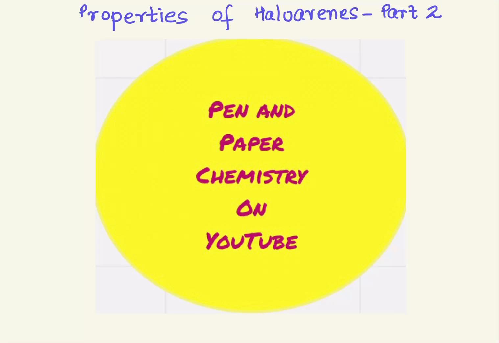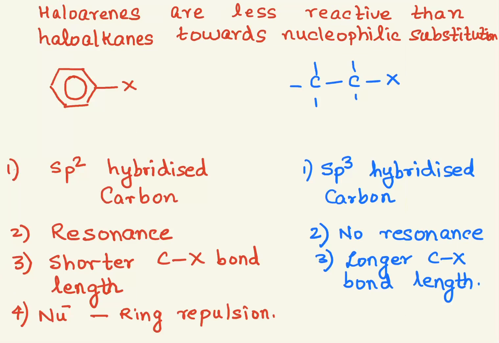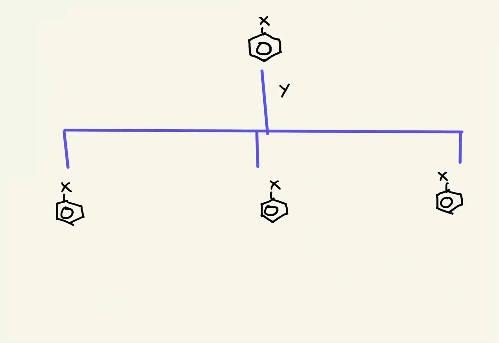We are continuing with our topic of the properties of haloarenes, and this is part 2 of the videos in the series. In the previous lesson, we have already discussed how and why haloarenes are less reactive than haloalkanes towards nucleophilic substitution reactions. We also talked about the ortho, para and meta directing groups.